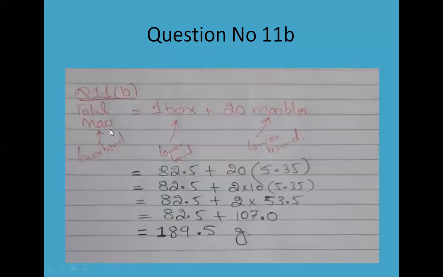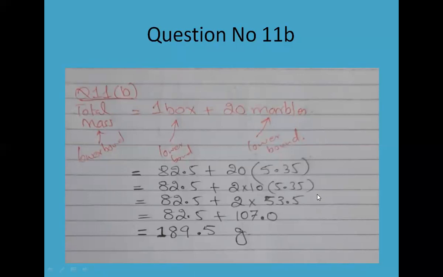In the B part, he says the total mass of the 1 box and 20 marbles, and he wants you to find the lower bound of the total mass. Because it will be the sum of these two quantities, and we want the lower bound, I will take the lower bound of the box and the lower bound of the marble. The lower bound of the box is 82.5, and for 20 marbles, 20 multiplied by the lower bound of one marble, 5.35 grams. So you will have 82.5 plus 20, meaning 2 multiplied by 10, into 5.35.